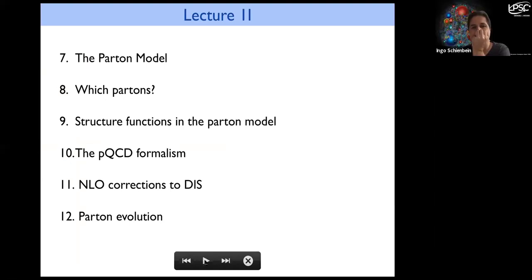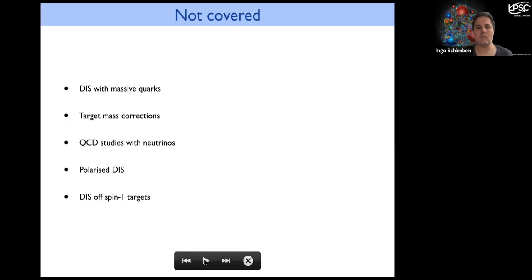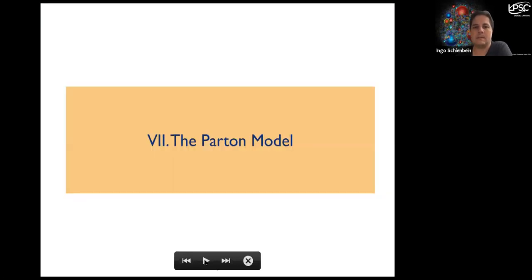Okay. Yes, right. So yesterday we covered aspects of deep inelastic scattering just based on basic symmetry principles of the theory, and today we will now discuss it in the context of the Parton model, basically. So let's have a look.